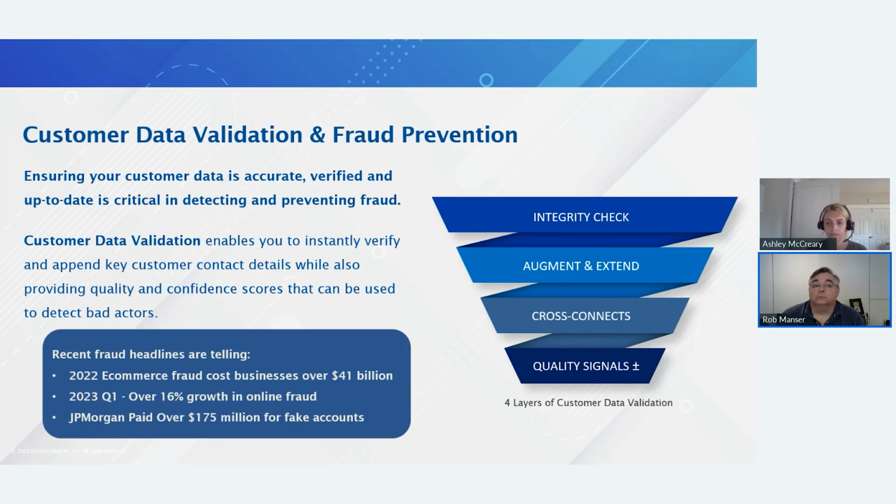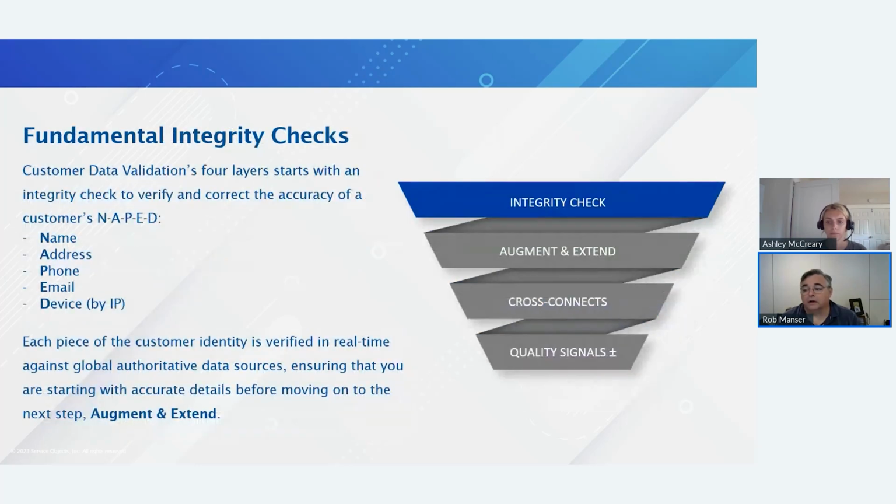But ultimately, the goal here is to get you to an actionable quality score that allows you to quickly identify problem accounts. So with that said, I thought we'd dive a little bit deeper into customer data validation and look at the 4 layers of it. And the first layer is this integrity check. What this is, we're going to verify and correct the accuracy of the name, the address, the phone number, the email address, and the device. And by device, we're really talking about the IP address that's attached to that device. Each of these data points is verified in real time, as I said, against global authoritative data sources. And it ensures that we're starting this process with accurate customer data.